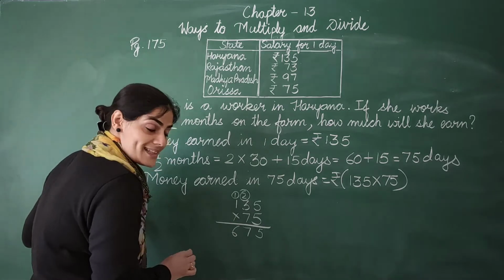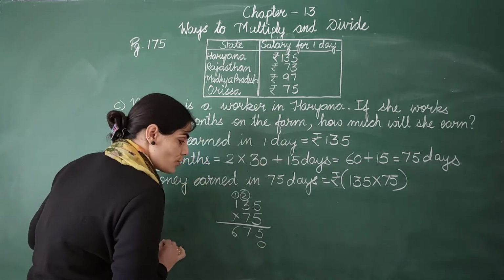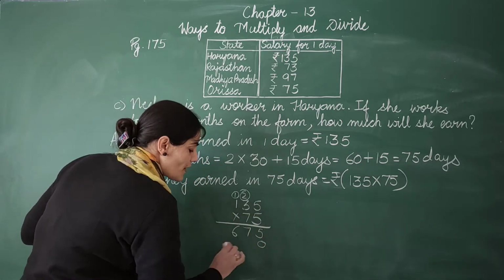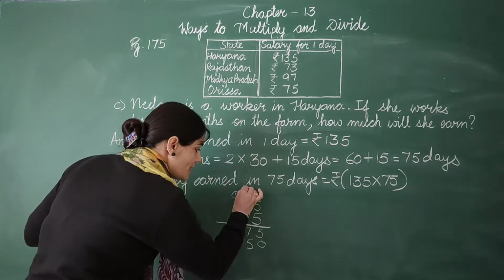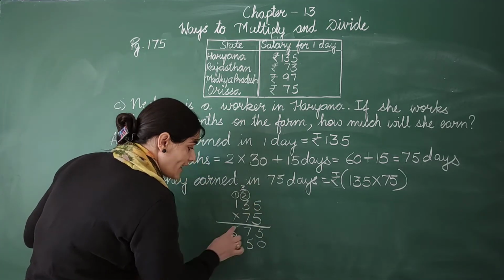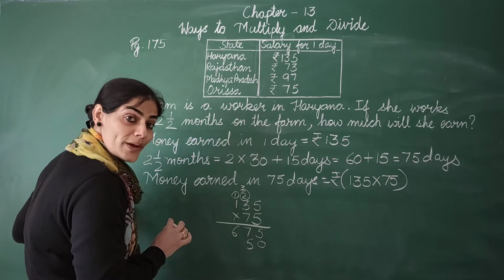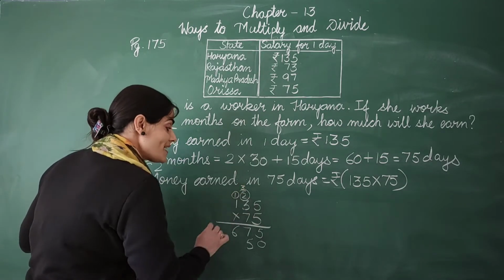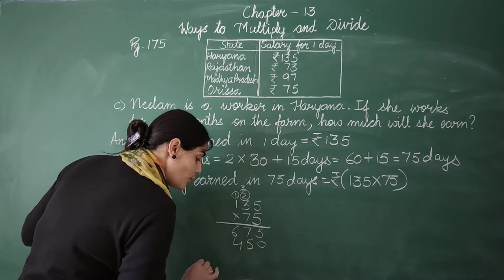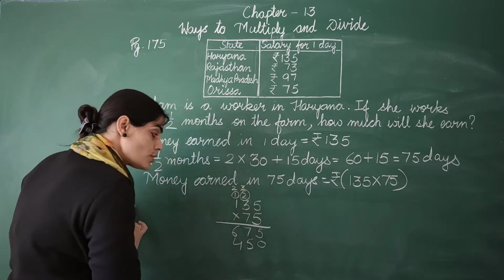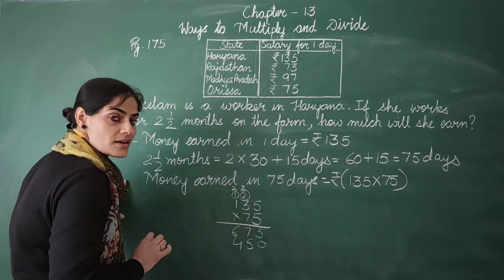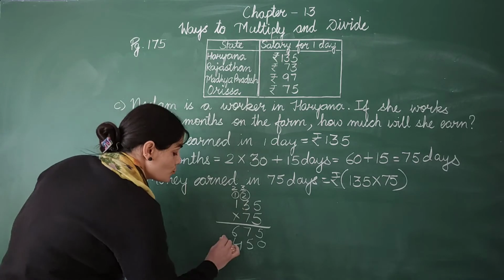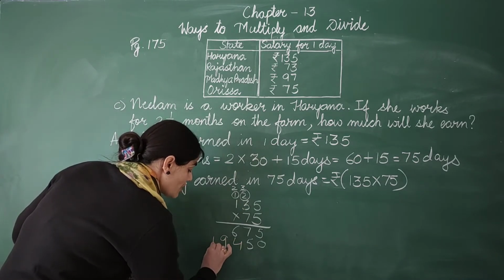I move to the second step and I put a 0 first of all. 7 5s are 35. 5 I write and 3 I carry. 7 3s are 21. 21 plus 3 makes it 24. 4 I write and 2 I carry. 7 1s are 7 plus 2 makes it 9, everybody.